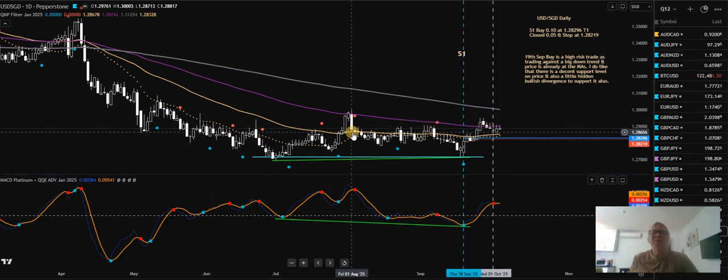It's a bit sideways, a bit like the Euro USD. There's uncertainty, as there always is in the markets.